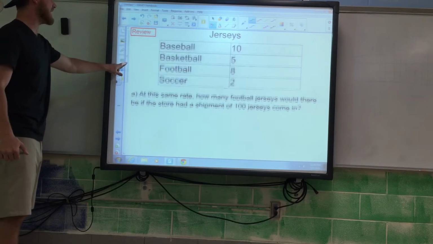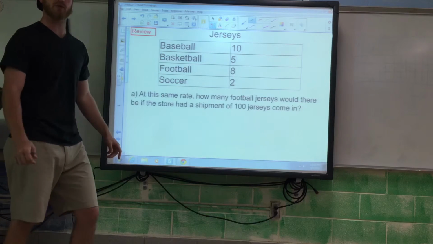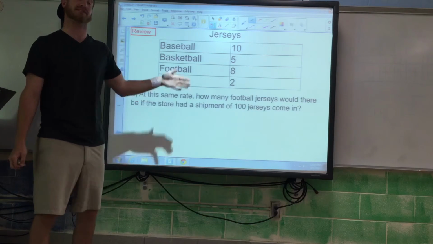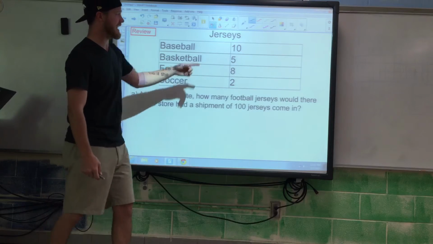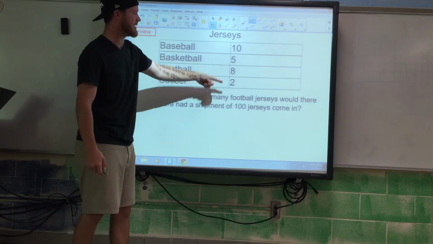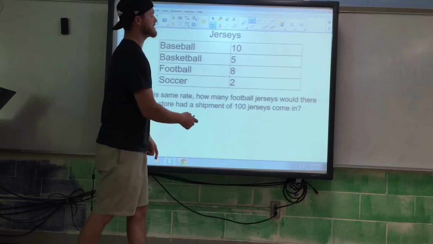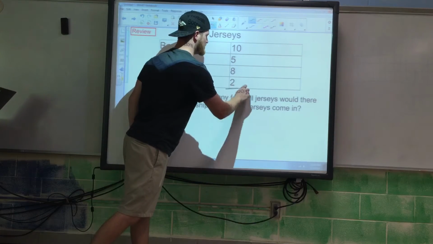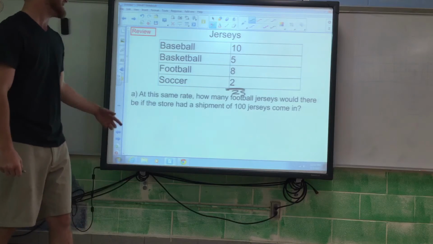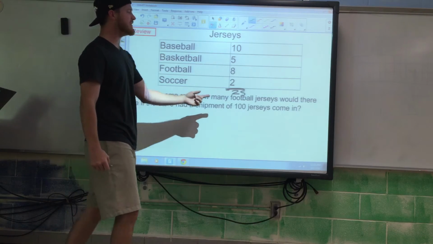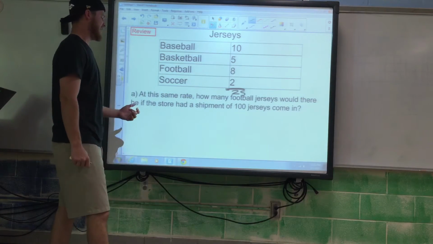All right, let's look at number 1. We're dealing with a chart, we're dealing with jerseys. Again, remember I said when we see a chart, let's count how many total we have. So I have 10 plus 5 plus 8 plus 2. What does that give me? That gives me 25 total jerseys.